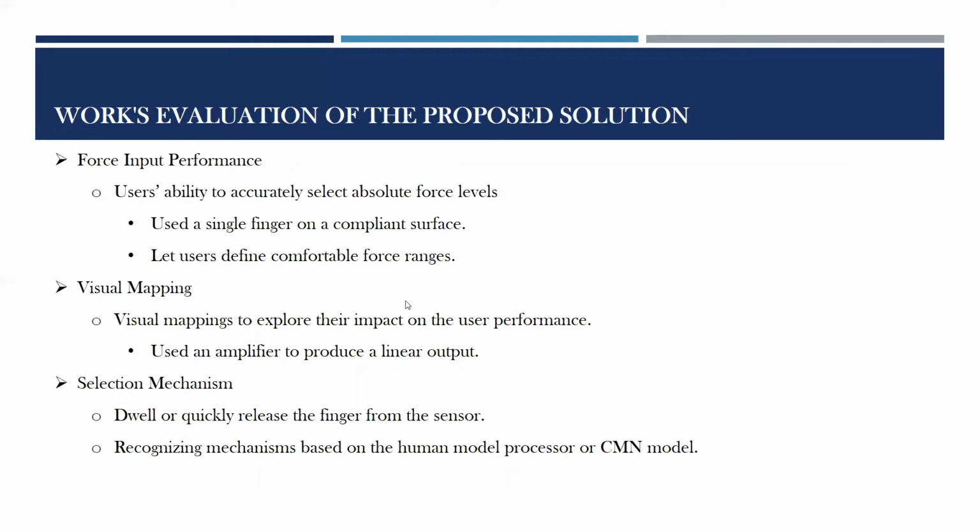The first one is force input performance, which studies the user's ability to select absolute force levels. For this one, the participants use the finger on the surface and let the users define comfortable force ranges. On the second step, it was found that previous work on visual mapping did not discuss the output of the pressure sensors, which led the authors to use an amplifier to produce a linear output and allow them to show high precision rates. For the selection steps, which are dwelling or quickly releasing the finger from the sensor, it was unclear how they were implemented in previous studies so far. To address this issue, they use an efficient way based on the human model processor, or CMN model.